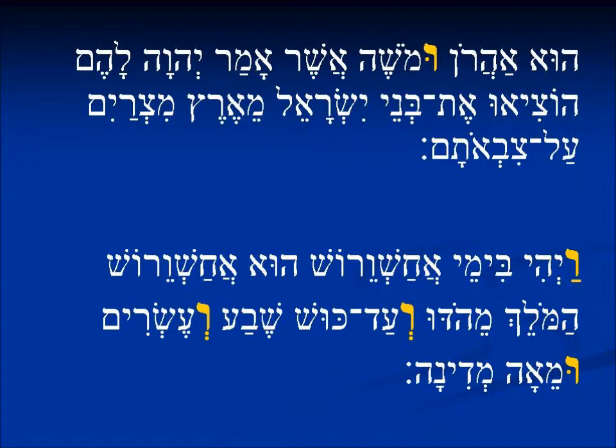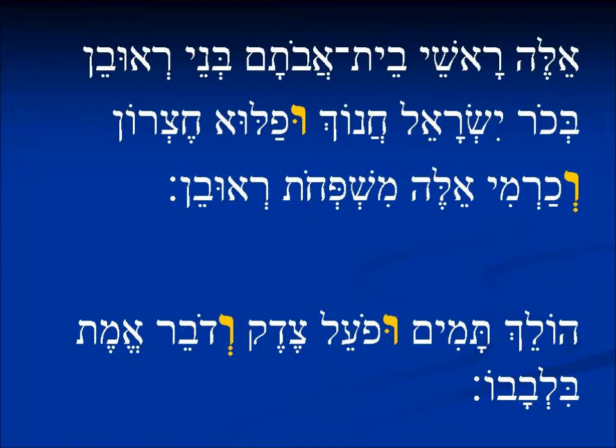Vayehi. And it was. Va'ad kush. It's a normal looking conjunction, vav with a shva. Va'esrim, a normal looking one. And then we get to the meah, and it has the shuruk, u'meah medina. Vayehi bimei Achashverosh, hu Achashverosh hamolech mehodu va'ad kush, sheva v'esrim u'meah medina. 127 provinces.